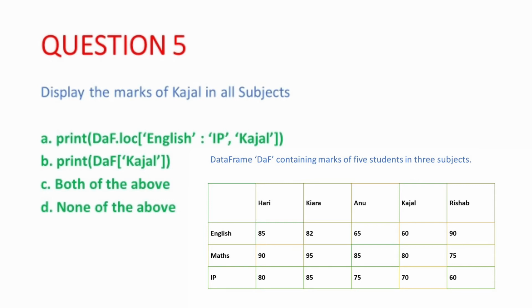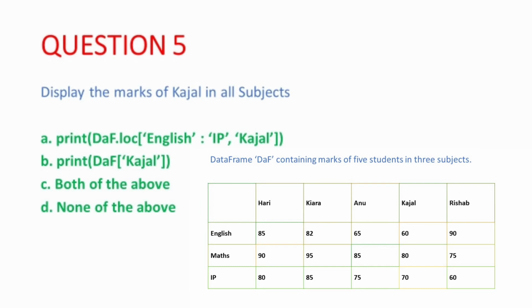So Kajal is a column label and we have to display all the values of this column label. For this, the first method is to write print, the data frame object name, and inside square brackets we write the column label, which is the second option. It means option B is correct and even option A is also correct.